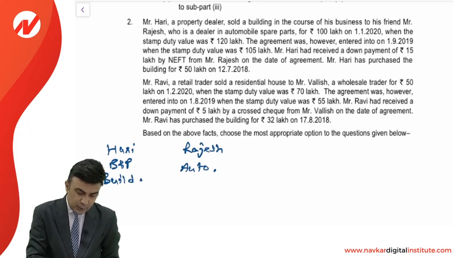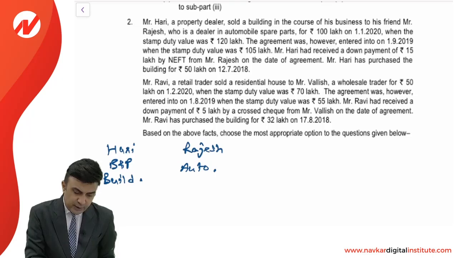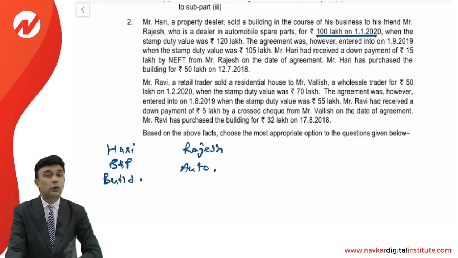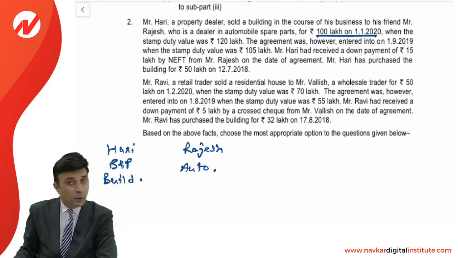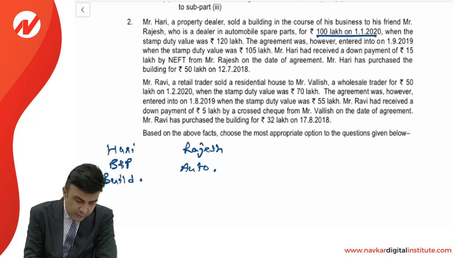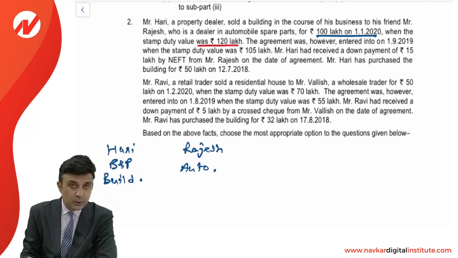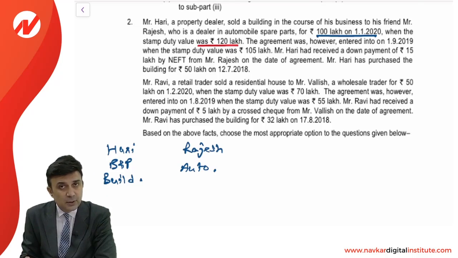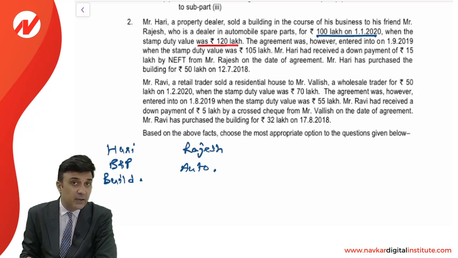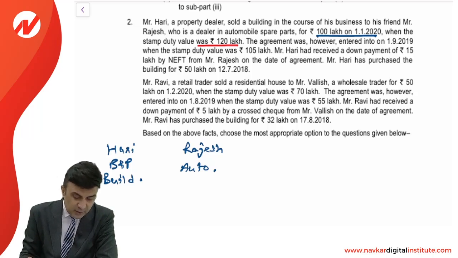Now you are given that Rajesh is a dealer in automobile spare parts. For 100 lakh, the building is sold by Mr. Hari, the property dealer, when the stamp duty value was 120 lakh. Friends, for business profession, for selling stock in trade immovable property, section 43CA will be applicable. And you have to take stamp duty value if it is higher than the actual sales price. Apparently here it comes to 120 lakh.